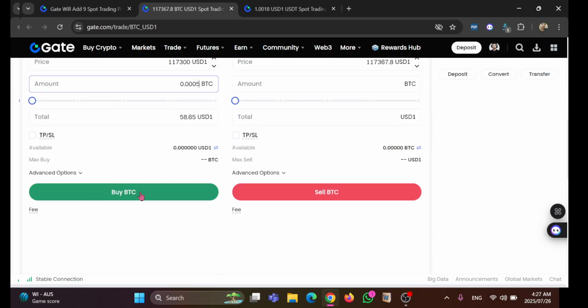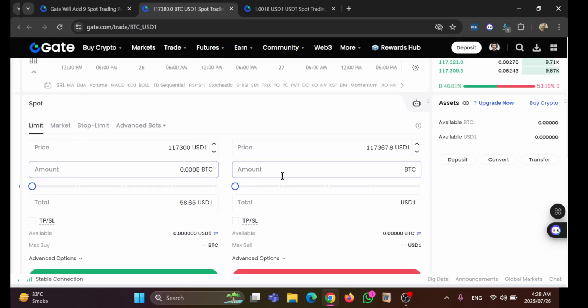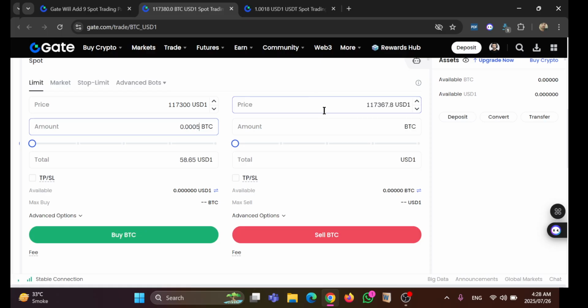Just click on buy Bitcoin, and your Bitcoin will be purchased, and the buy order will be set in this order book. When your order matches with a selling order, you will get the Bitcoin amount in your account. Then sell it when you feel that you are getting profit. Sell in this section.